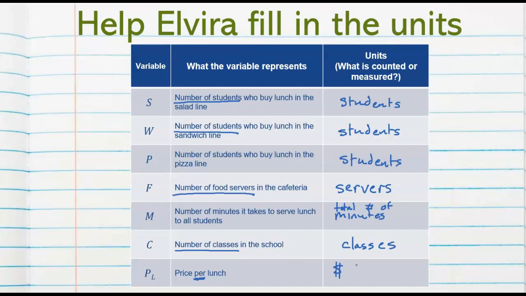Per means divide. So dollars per, and then lunch, we're just counting lunches. So dollars per lunch. This is what we might think of as an average. Remember, an average was a sum over a count. So the sum of the price of all the lunches over a count of the lunches. This is the average. This is the average price per lunch. That's what P sub L is.